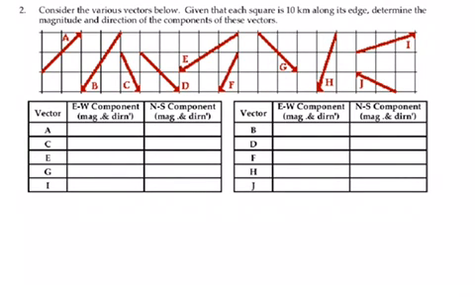Okay, guys, let's look at question number 2. Consider the various vectors below. Given that each square is 10 kilometers along its edge, determine the magnitude and the direction of the components of these vectors. So, what am I going to do here?